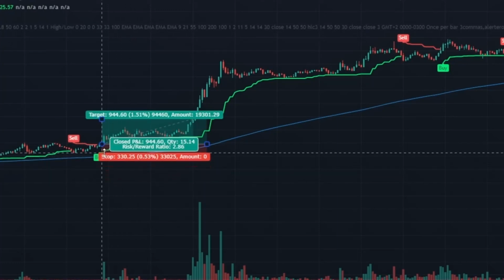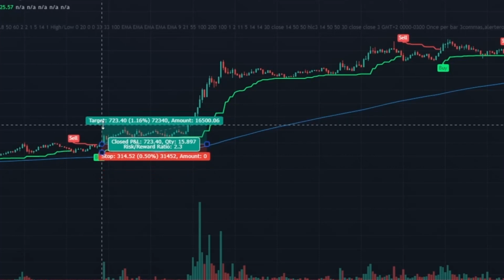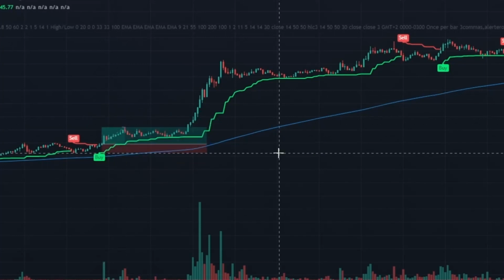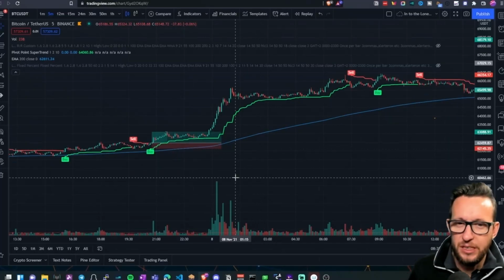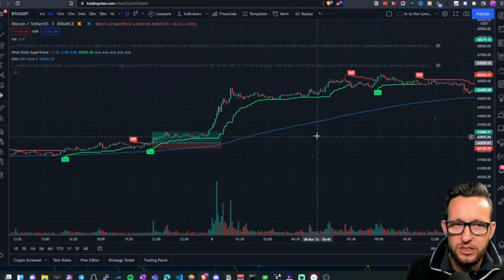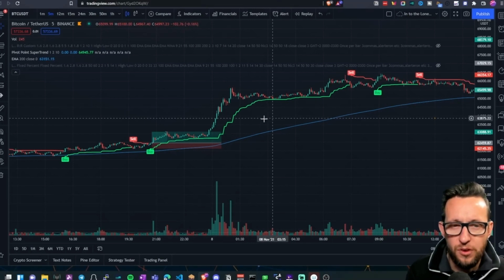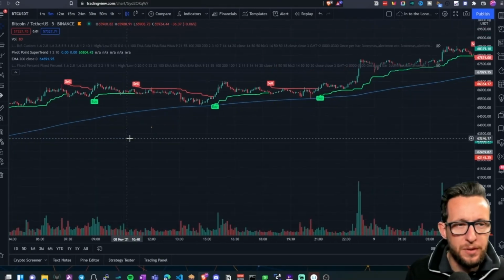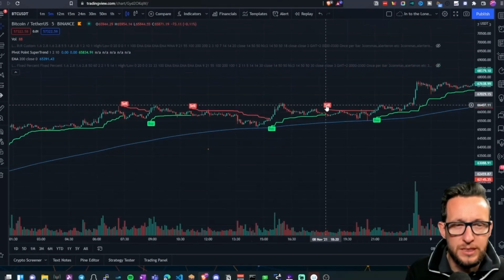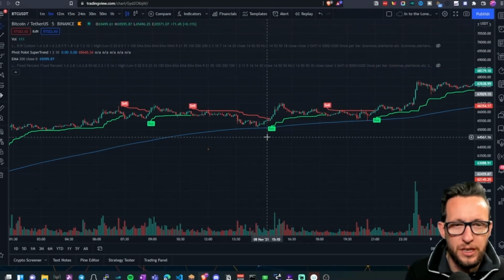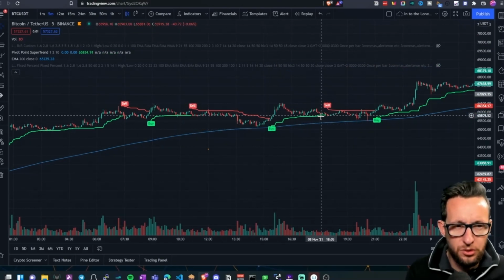Right, okay, so there's our entry, and we're looking for a 1-to-2 risk to reward ratio, which that one easily got. Okay, fantastic. So there is the trading strategy. The EMA has to be below price action for a long and above for a short, and then we're looking for the sell to short the market and buy to long.